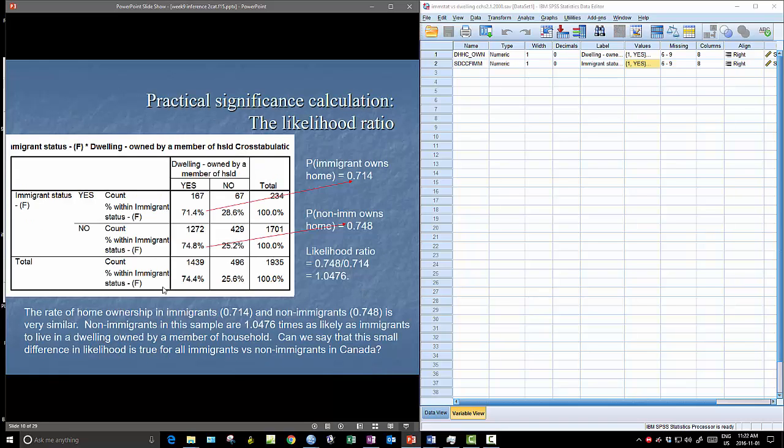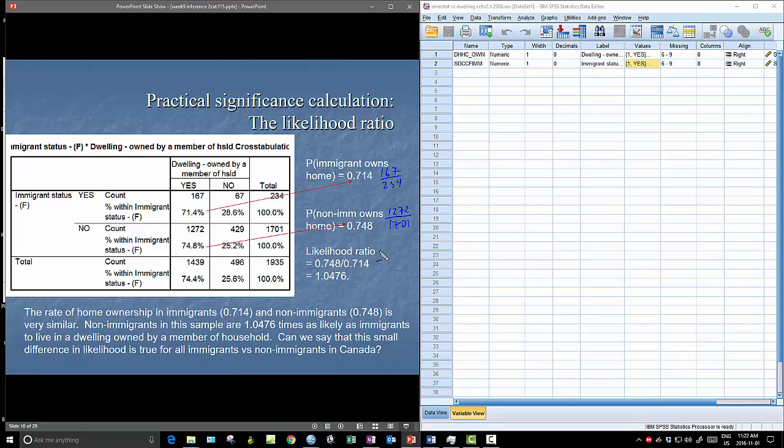All right. Let me just write that out here quickly. So this is 167 over 234. This is 1272 over 1701. That's how we get these numbers, or that's how SPSS got these numbers. So make sure you're keeping that in mind.